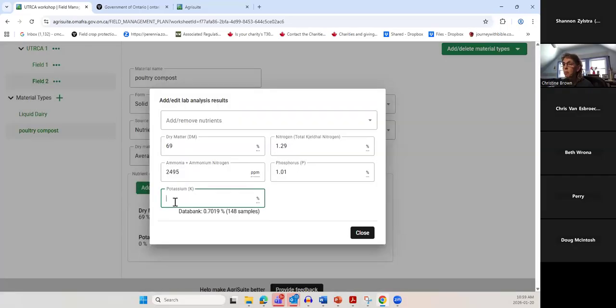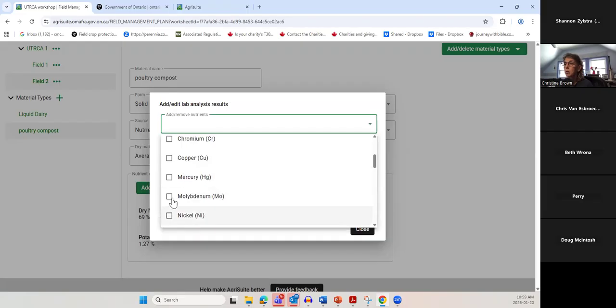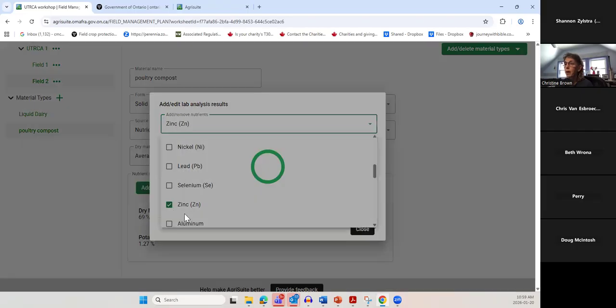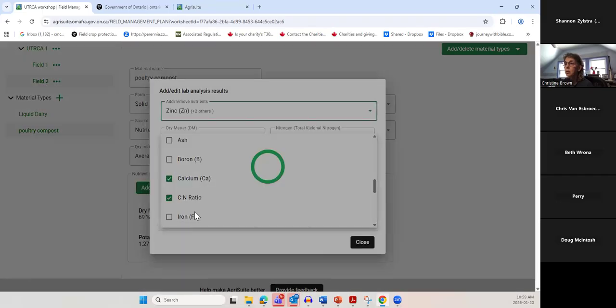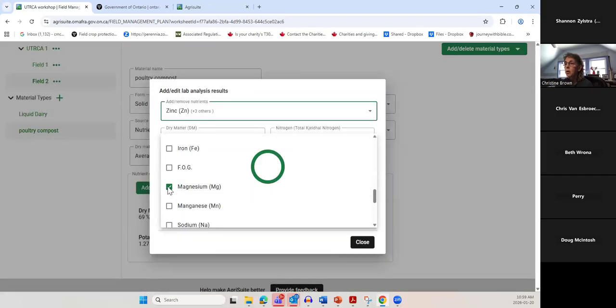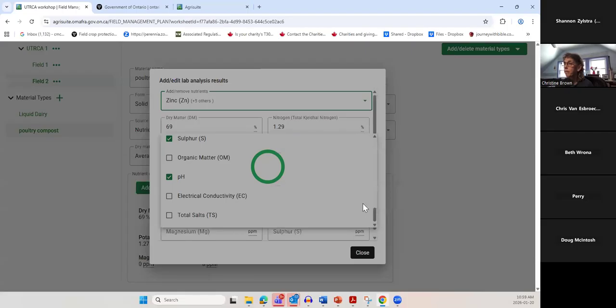So see that with solid manure, the numbers are quite a bit higher, especially when the dry matter is around 70%. And we will add just a couple. We'll add zinc, calcium, C to N ratio, and pH.